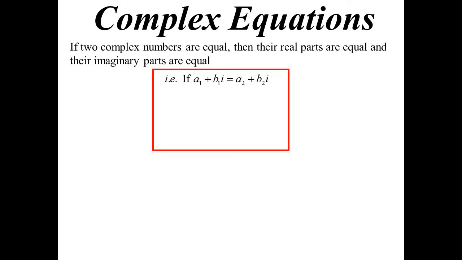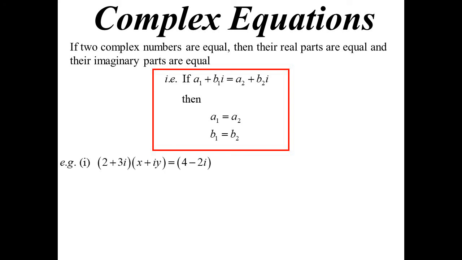Equations then. You can't mix your real and imaginary. So it's a bit like quadratic identities when you said the coefficient of x squared must equal the coefficient of x squared. Same idea here. The real part must equal the real part. The imaginary part must equal the imaginary part. So if you've got two complex numbers like this, the only possibility is that a1 must equal a2 and b1 must equal b2. Real part equals the real part, imaginary part equals the imaginary part.